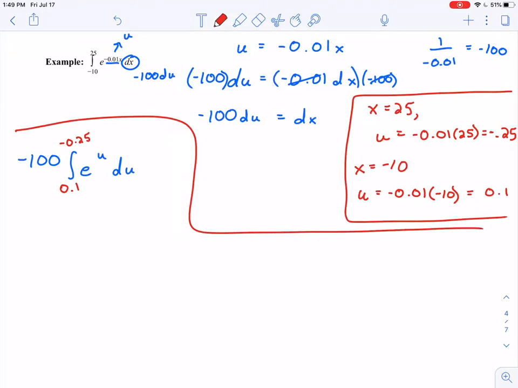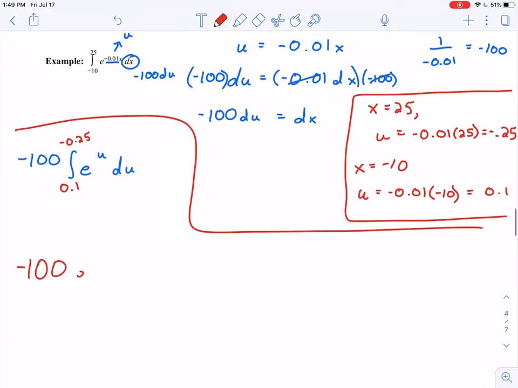So okay, negative 100 is a constant multiple. We're not going to worry about it. The antiderivative of e to the u du is just e to the u evaluated at negative 0.25 and positive 0.1. Notice here again that the upper and lower limits of integration don't necessarily follow that pattern of the upper limit being greater than the lower limit. Don't try and fix it. Don't overthink it. Just leave it as it is.